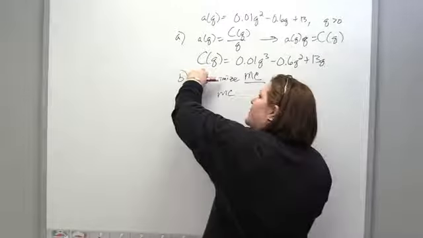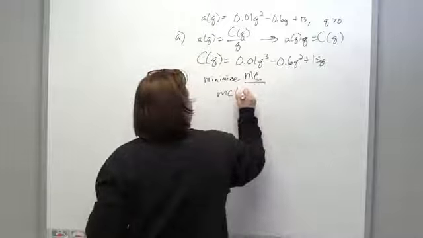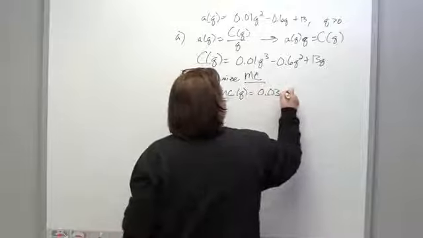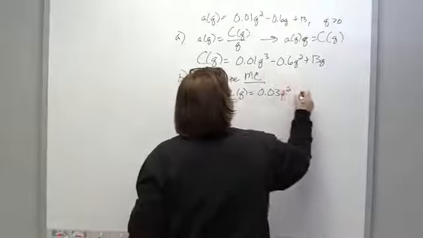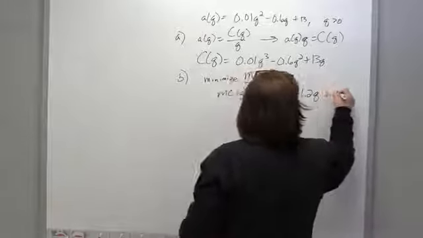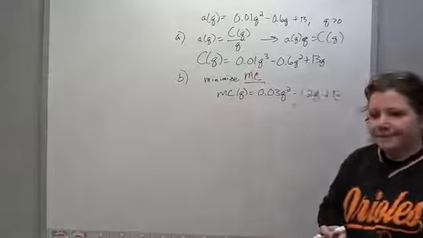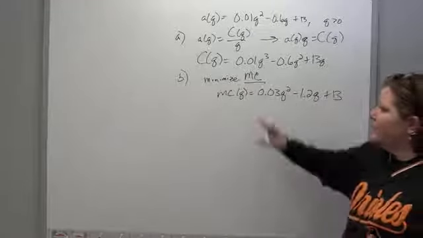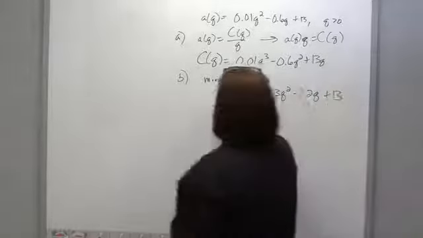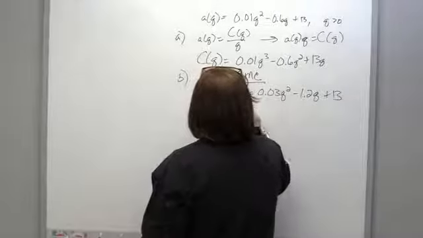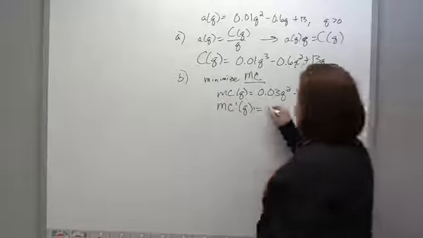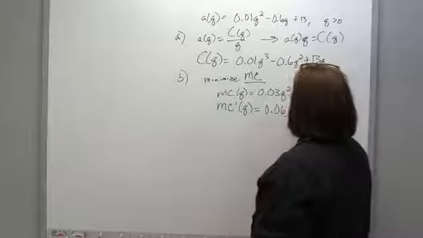So what we want to do is first find what marginal cost is. And remember, that's the derivative of cost. So marginal cost is going to be 0.03 Q squared minus 1.2 Q plus 13. And since this is what we want to find the minimum of, we need to take the derivative of that again. And we get 0.06 Q minus 1.2.